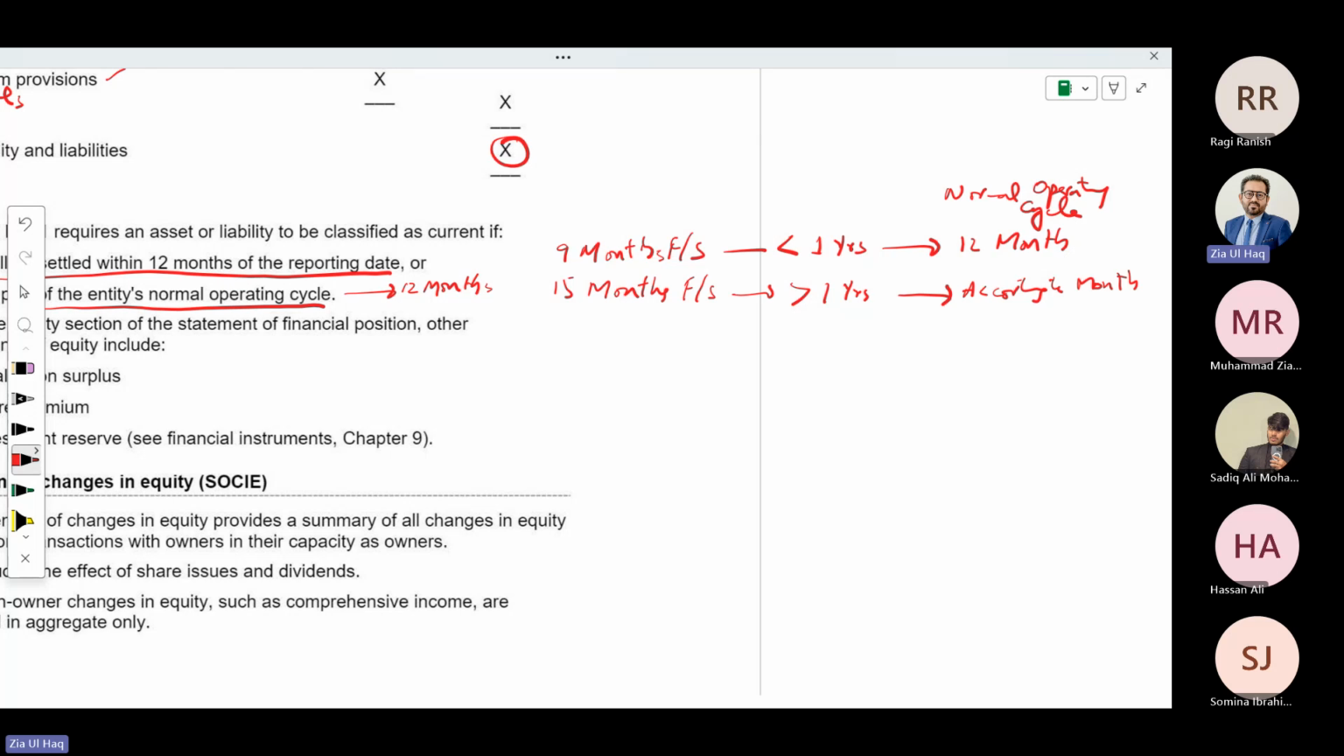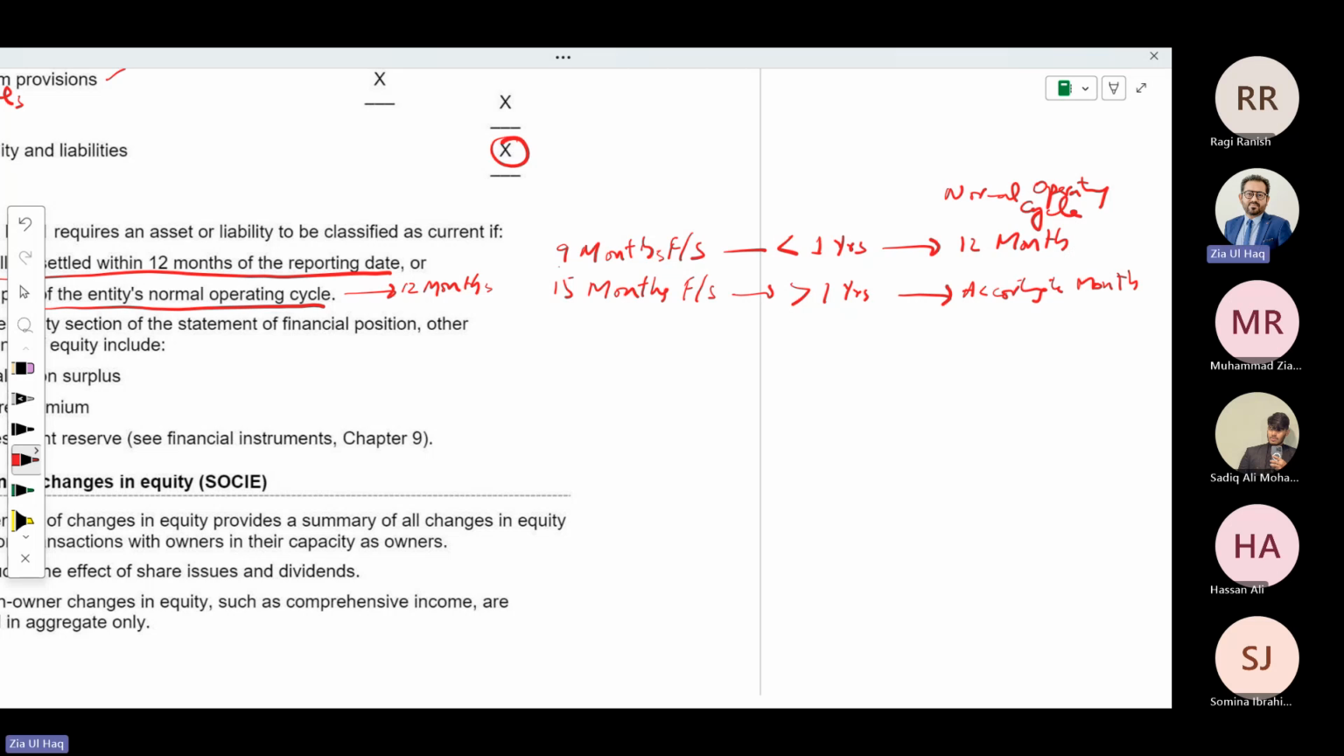So the normal operating cycle for a normal company preparing on a yearly basis will be 12 months. But if a company is preparing financial statements for less than 12 months, we will still consider the normal operating cycle as 12 months. Liabilities that need to be settled within 12 months, we will record as current liabilities. Like there is a liability that the company needs to settle in 11 months.